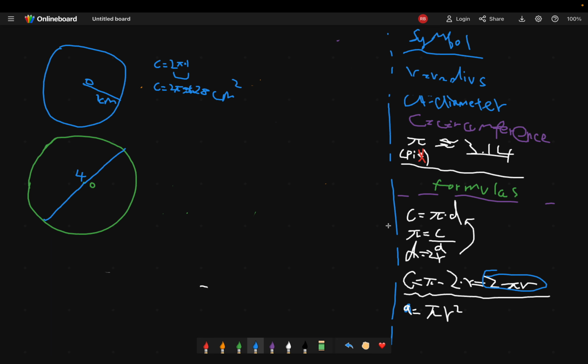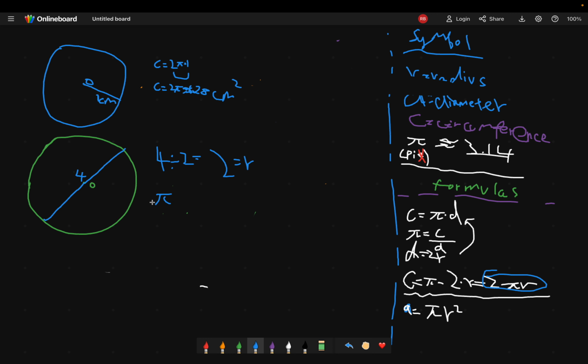So first, to get the area, we need r. What is r? Diameter divided by 2. So let's do that right now. 4 divided by 2. Oh gosh, that's so hard. What is it? It's 2. All right? So that's r here.